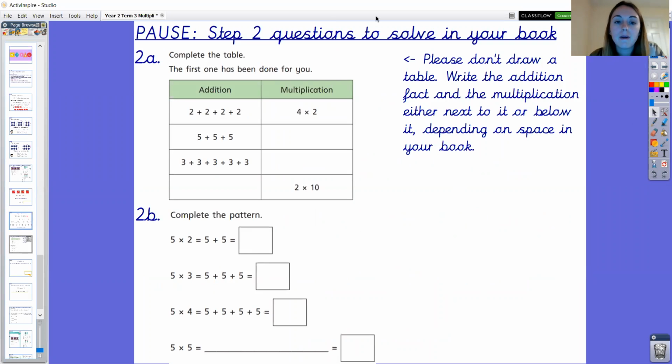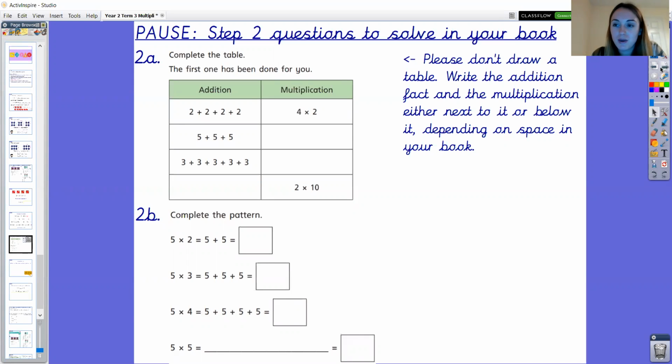So for example here, if I was writing in my book, I'd write 2, add 2, add 2, add 2, and then the multiplication sentence next to it, 4 times 2, which obviously we can also read as 4 lots of 2. Okay, and then for 2B, it says complete the pattern. So a very similar question to which we were just exploring together. Okay, so please pause the video here and have a go at step 2. Well done, Year 2. I'm really proud of you.